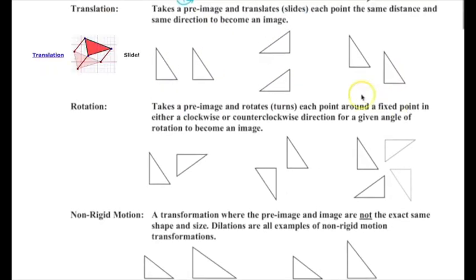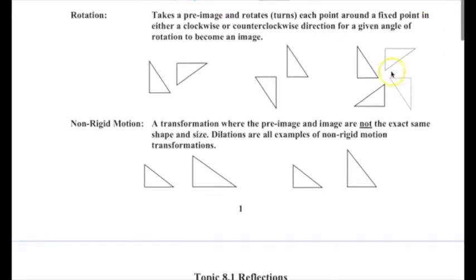Next one's a translation. You're just going to slide it. We're going to slide this guy over there. So if that's our pre-image ABC, this will be our image, A prime, B prime, C prime. We're just going to move it. You can even slide it down. You can slide it horizontally, you can slide it vertically, or you could do a diagonal. You move it horizontally and vertically. That's what this one does. That's a diagonal slide.